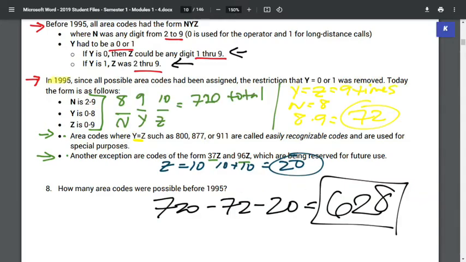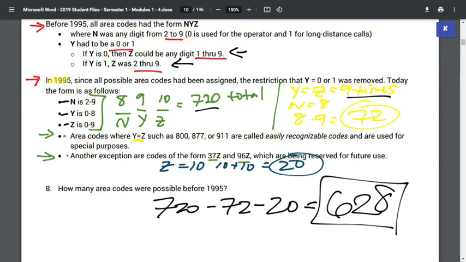All right, so like I said, first thing we need to do is get our total number of combinations. So 8 for N, 9 for Y, 10 for Z. Multiply that across, I'm going to get 270. So now I need to look at these restrictions. The first one tells me when Y and Z, the last 2 digits, equal each other, those are used for special purposes. So I need to figure out how many times Y and Z can equal each other, or how many numbers they have in common where they can equal each other.